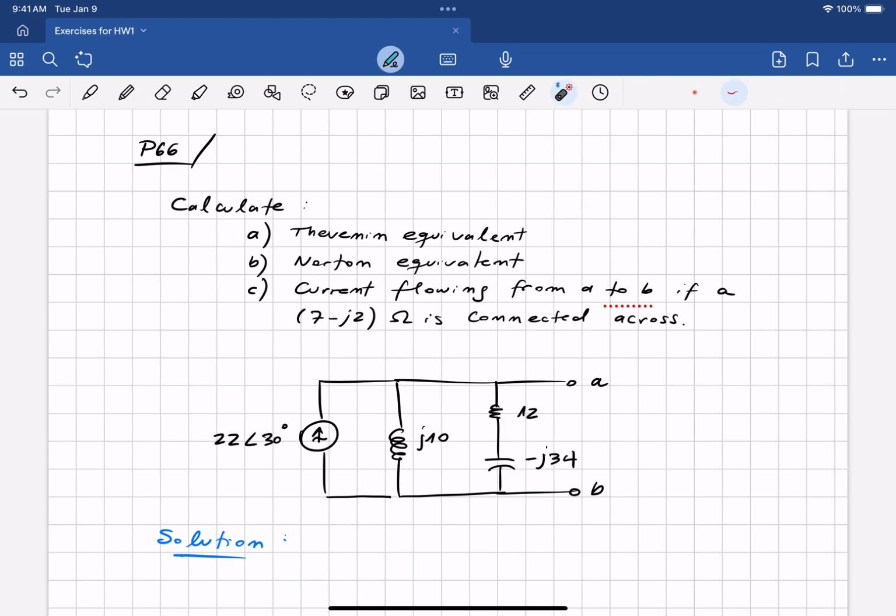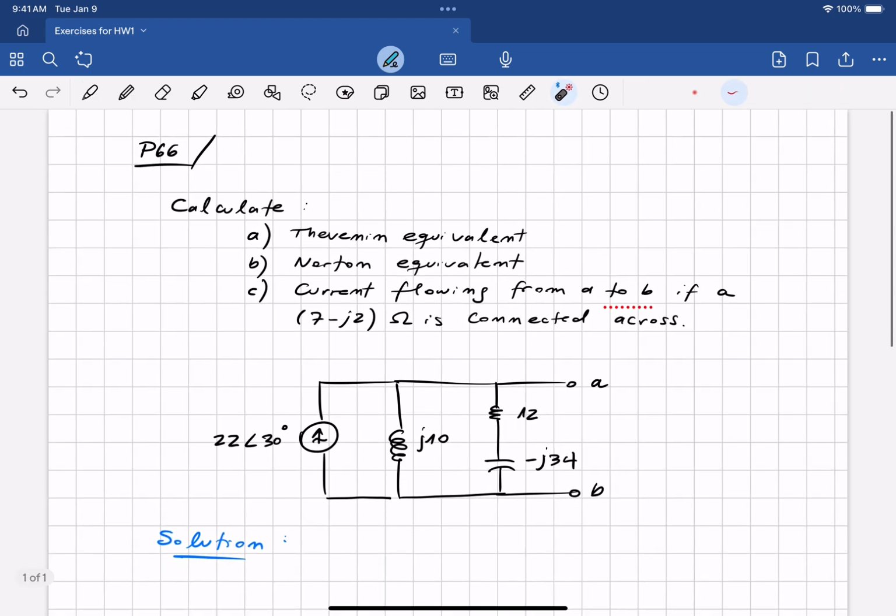First of all, let's go through the problem. It says calculate the Thevenin equivalent, Norton equivalent, and also the current flowing to some load specified there. So this is a very simple example, but it's going to help you exercise the calculations using complex numbers. First of all, I wanted to clarify something.